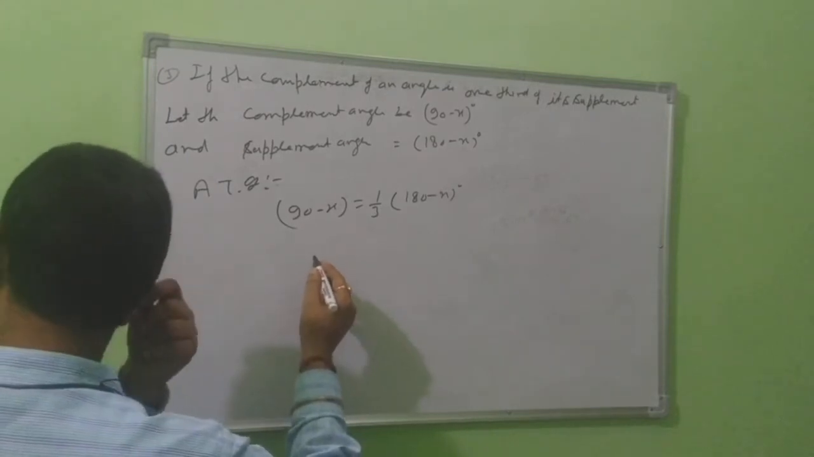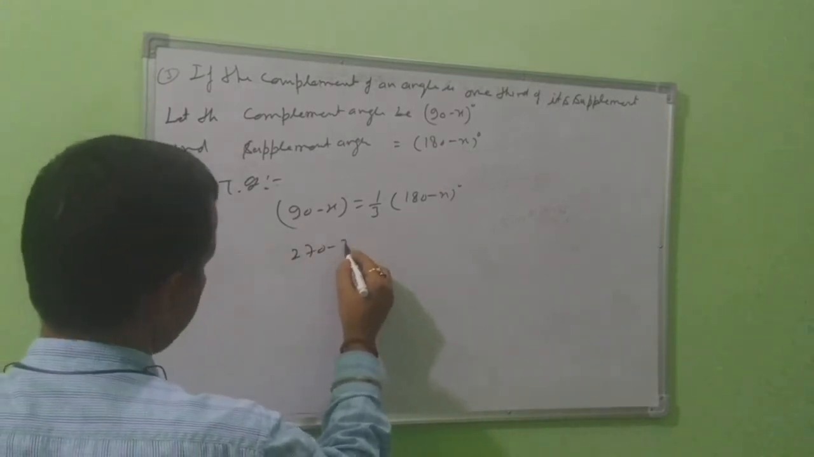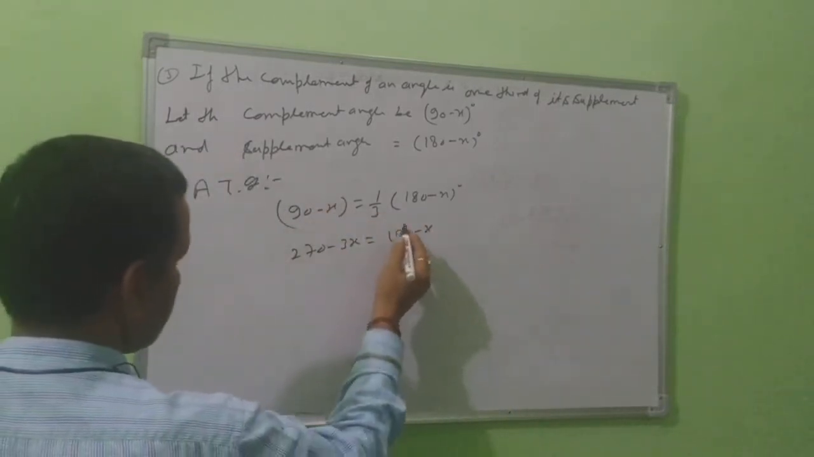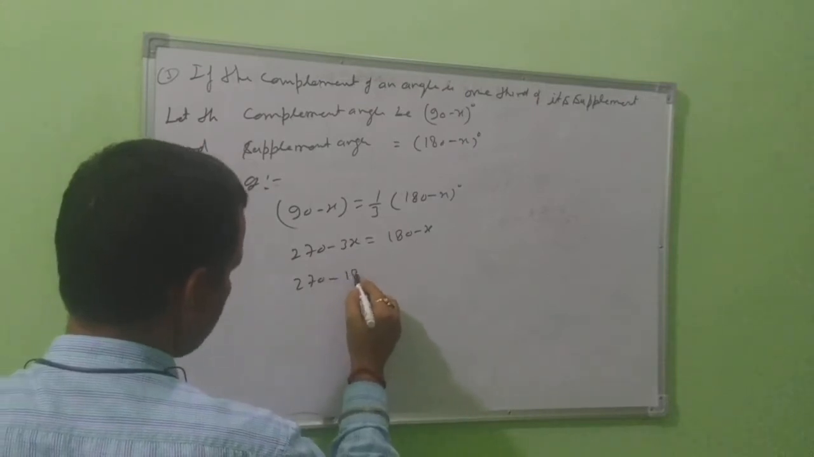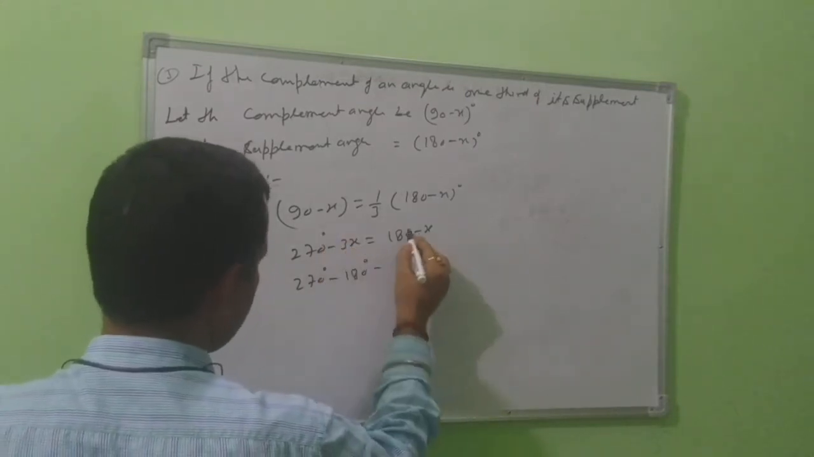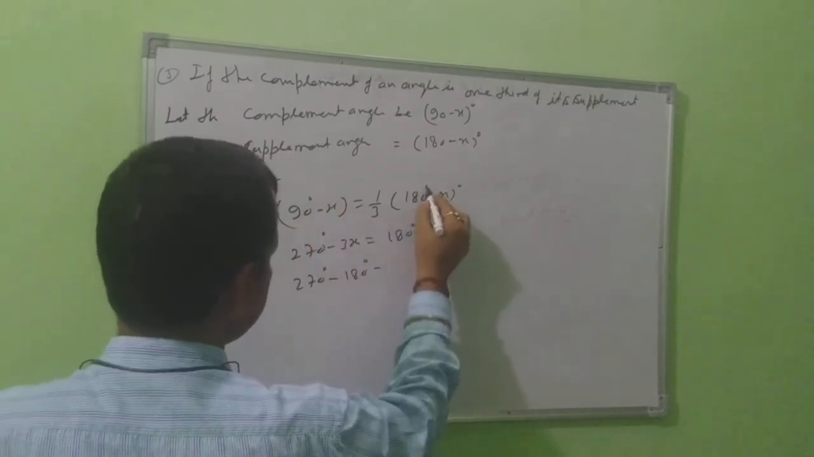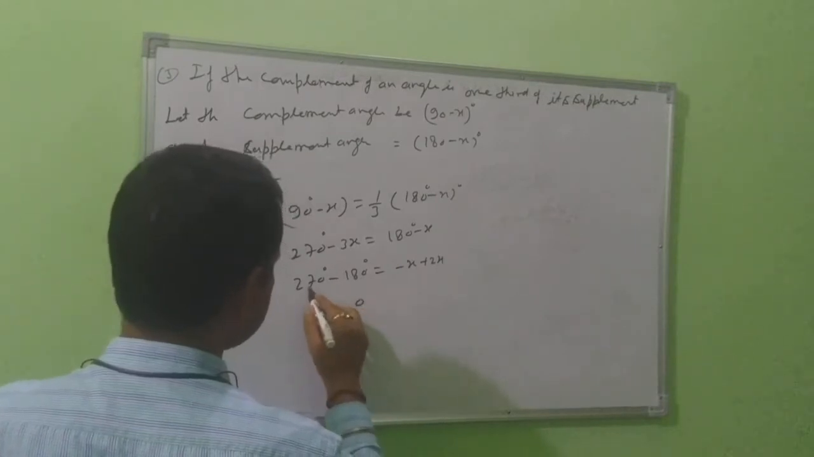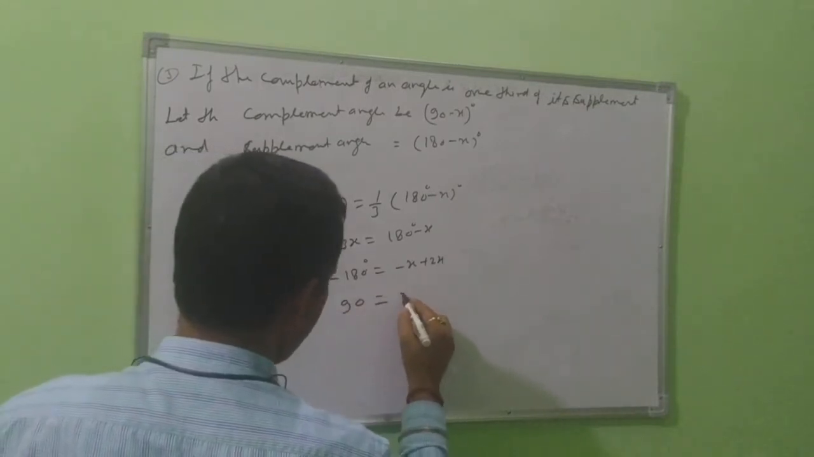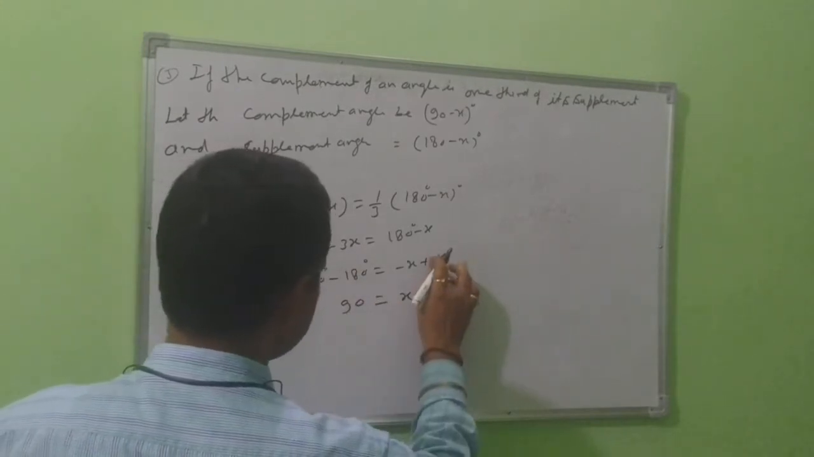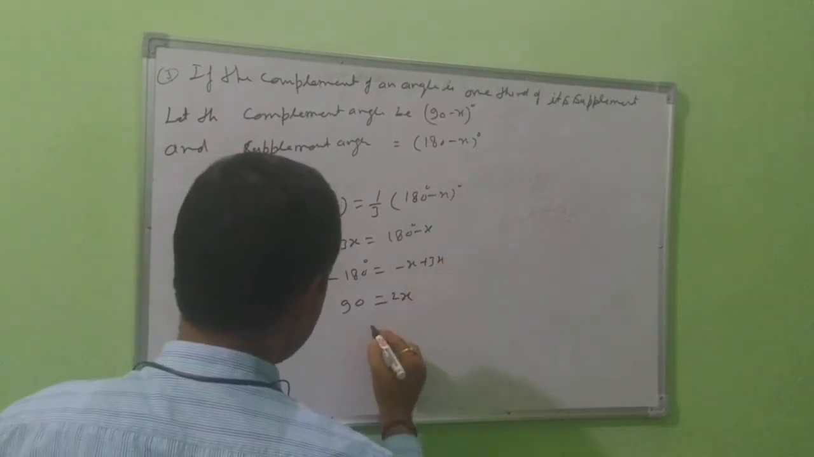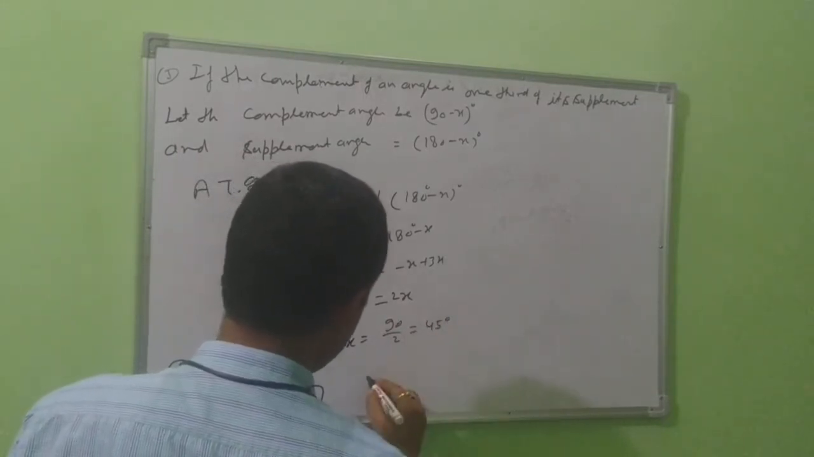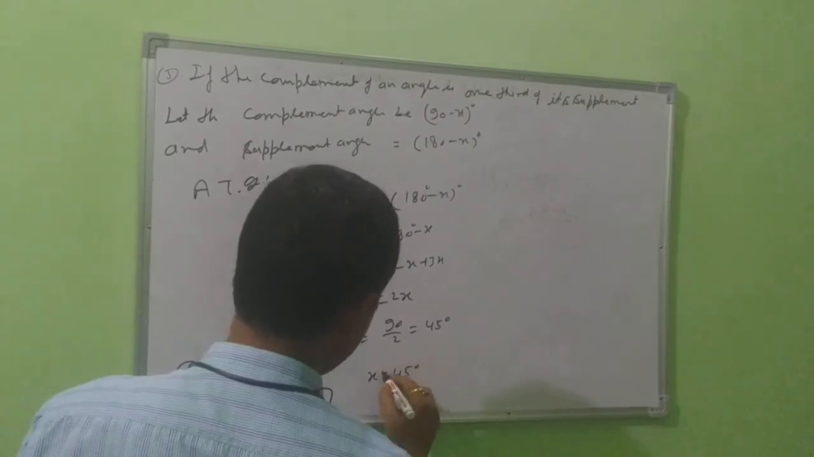270 minus 3x equals 180 minus x. Cross multiply here, then you get 270 minus 180 degrees, 90 degrees, equals minus x plus 3x. Sorry, this one is 3x, this is 2x here. So what is the value of x here? 90 divided by 2 equals 45 degrees. The value of x equals 45 degrees.